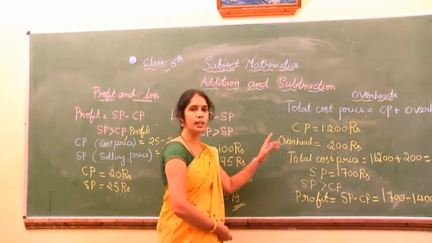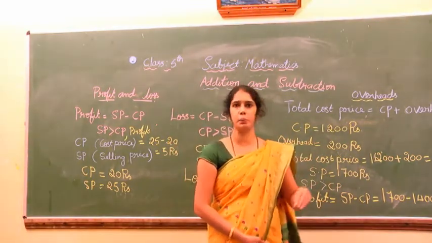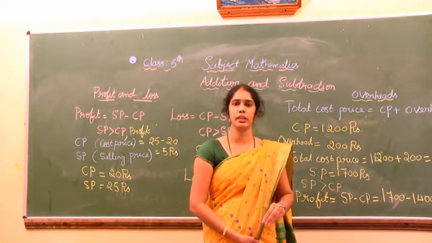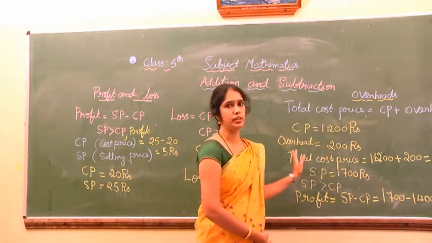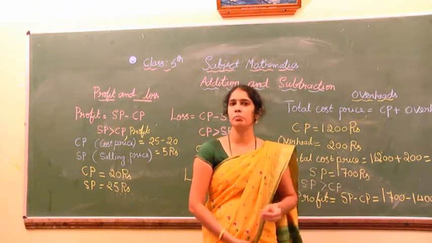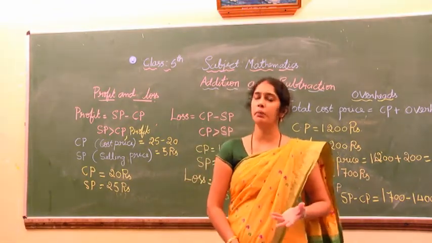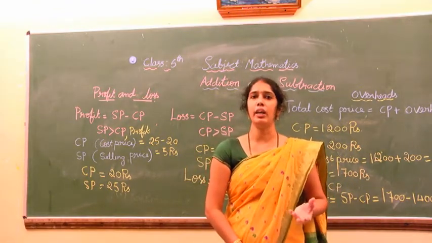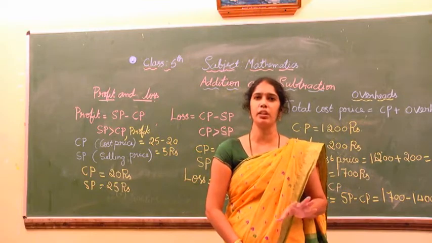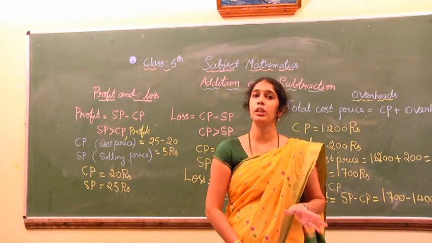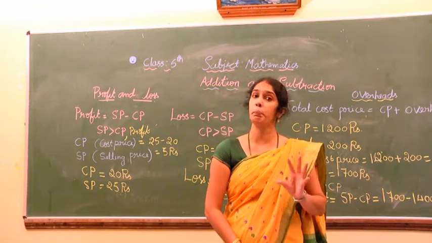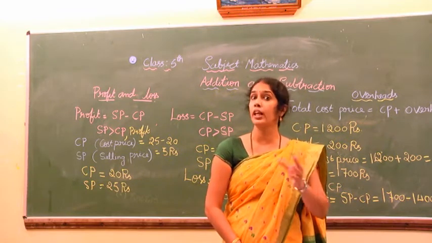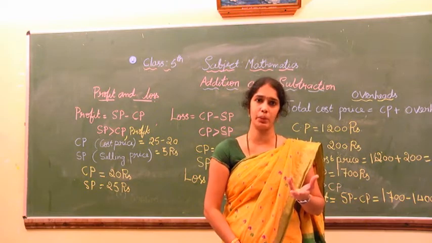Okay, this overhead means extra expense. Did you understand? This is the extra expense. So sometimes some shopkeeper will buy many things and he cannot carry by bus. So what he will do? He will go by auto. For auto, he spends some amount for transportation, that is maybe 100 rupees.